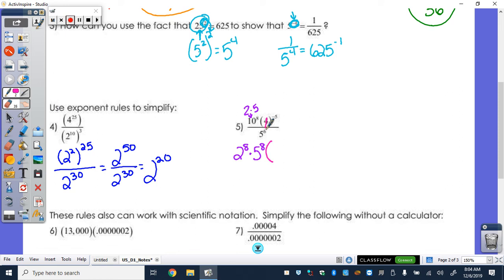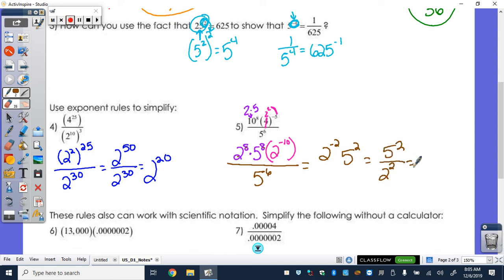And again, 4 can be rewritten as 2 squared, so that's going to be 2 to the negative 10 when I multiply those exponents there, all over 5 to the 6th. 5 is already a prime factor, so you can't change that one at all either. So I'm cleaning this up, looking at my 2's. 8 plus a negative 10 makes that 2 to the negative 2. My division rule here gives me 5 to the 2nd, which is 5 squared, over 2 to the positive 2, so 25 over 4. That ends up being our final answer for that one.